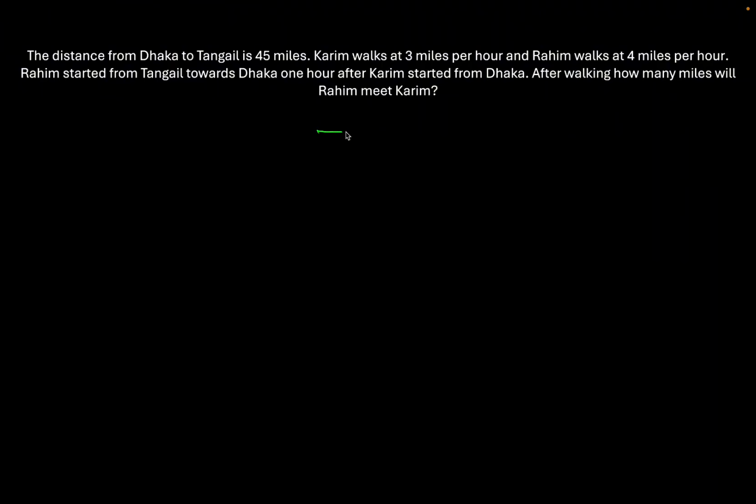So we assume this is the total distance. So this is Dhaka and this is Tangail, and this total distance is 45 miles. It is given.